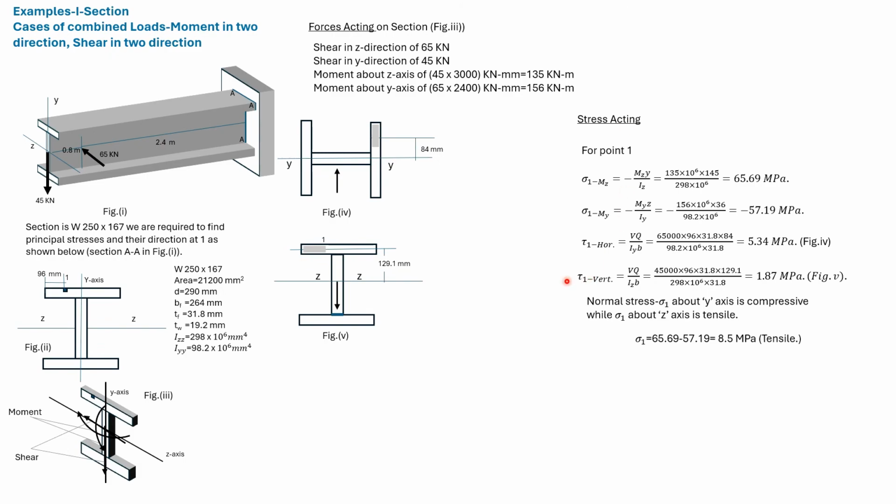Here we find the shear stress due to this vertical load. For that, we need the Q of this shaded area. This distance is 96. The thickness of the flange is 31.8. And this is the distance of the center of the flange from the ZZ axis. We use IZZ, and B again is 31.8. So we find out the shear stress.